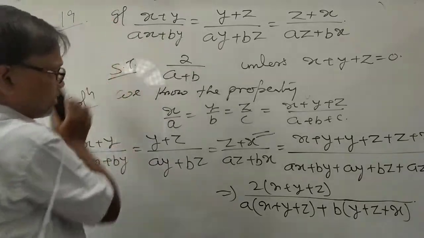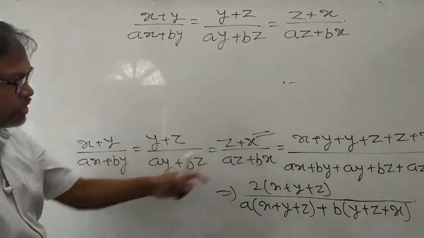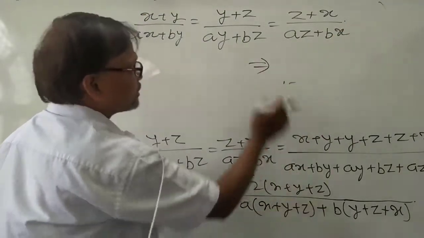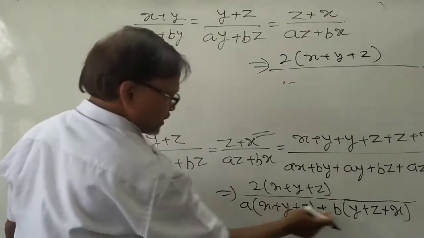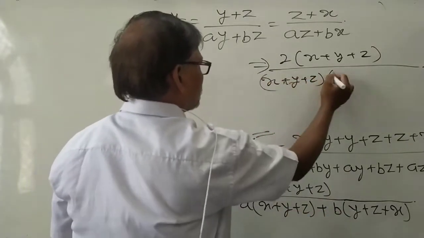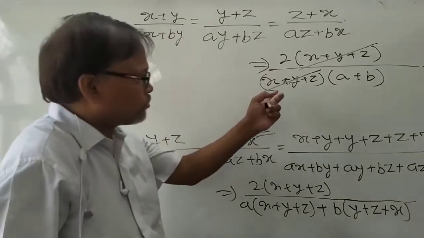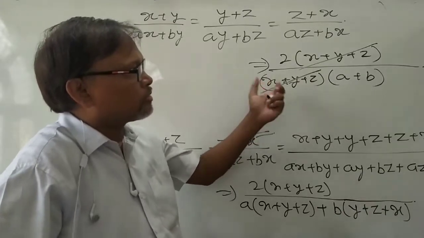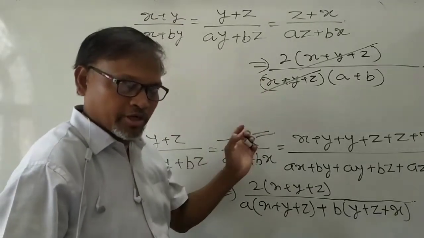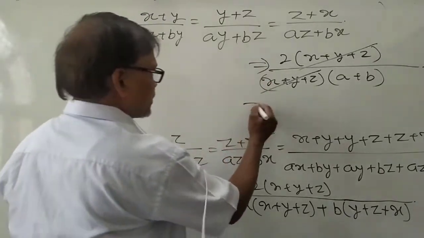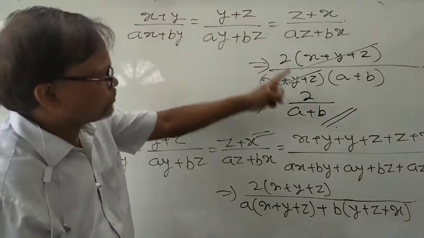Now again you can take common. You have to write the same thing up to here, and it is equal to, I'm writing here this part after this, 2(x plus y plus z), and (x plus y plus z) is common, meaning factorize it, you will have (a plus b). And that is why it is written unless x plus y plus z is equal to 0, because it is in the denominator. If 0 comes in the denominator, then you will get infinity. This is meaningless, not defined. So this should not be 0. Even though it got cancelled, it should not be 0. And you will have 2 upon a plus b, meaning each ratio is equal to 2 upon a plus b.